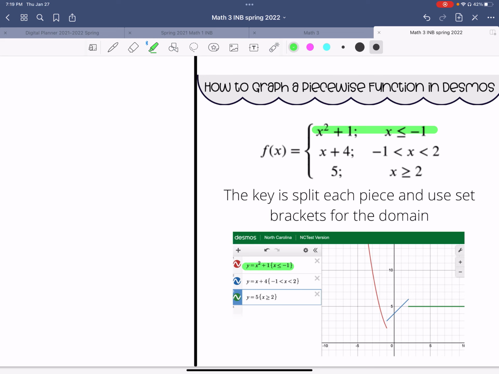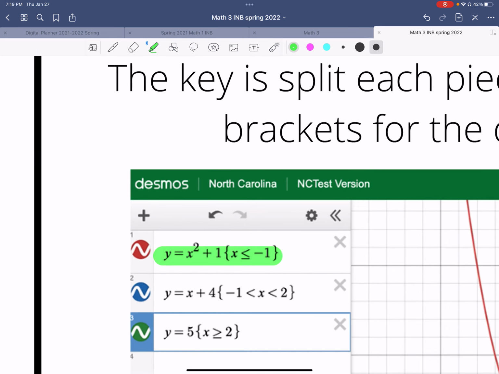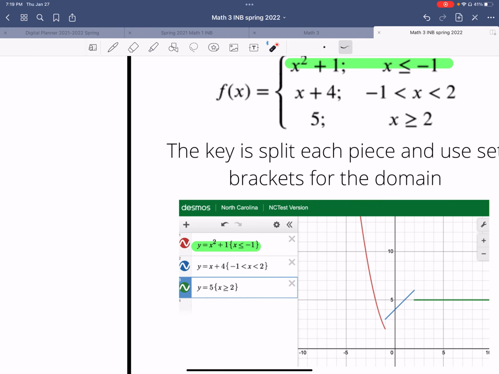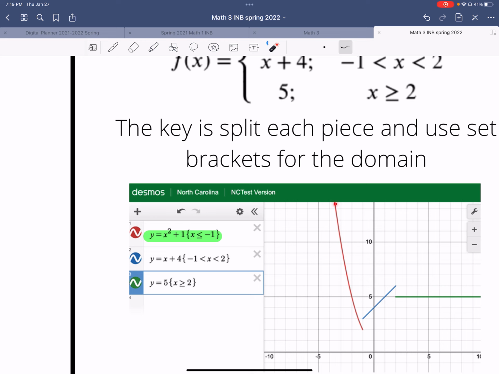Now the key is that in the piece, if you notice in my little graph here, I've used the curly brackets, the set brackets. It will not work if you don't use the set brackets, but you put it in there and you put the domain that it gave you. So if you look at the red, this whole function looked like this. So that's the whole function, but we only wanted a piece of that function. We only wanted it where x was less than -1 for the x value.